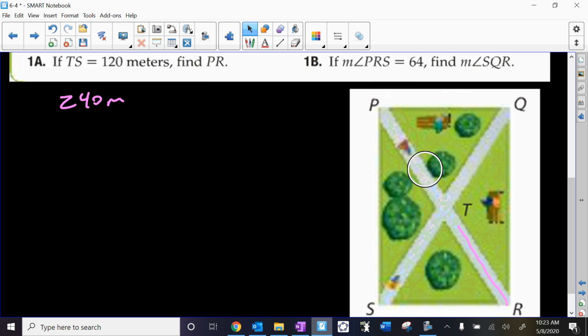The last one has to deal with angles, so it's a little bit different. This time it tells us angle PRS. So PRS is this one. It is 64 degrees. It wants us to find angle SQR, which is this one. Well, knowing that we have 4 right angles, we should be able to find this angle right here, TRQ, which in this case would be 26 degrees.